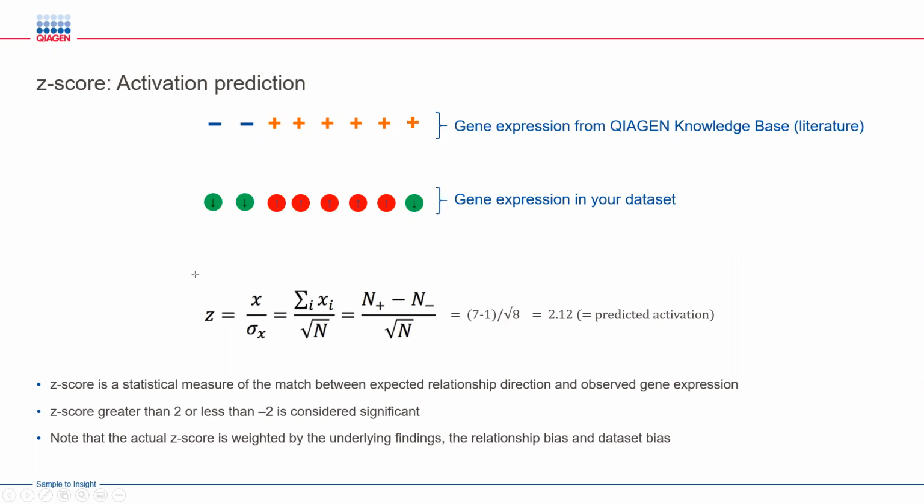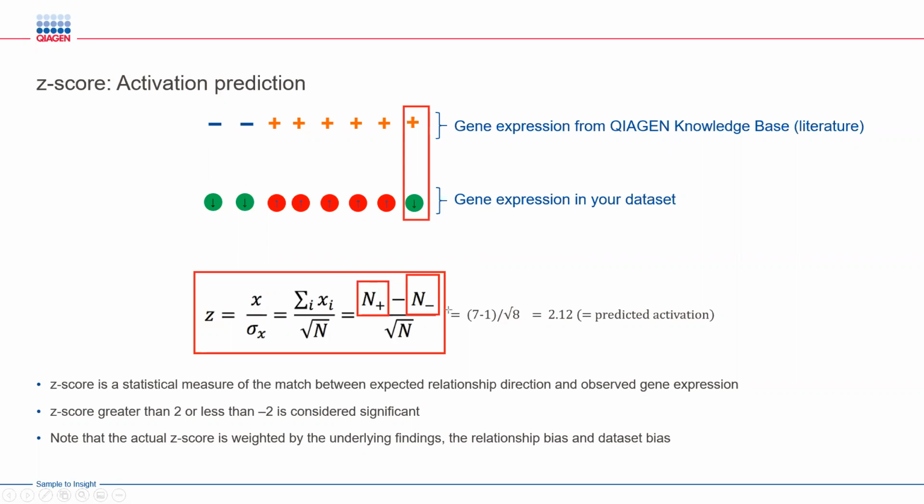So IPA takes this into consideration and puts it in this formula. It's going to take all the matches that we have. So from our list of 8 genes, 7 were matching, right? And then we are going to take the number of mismatches. So here there was at least one mismatch in terms of direction. And then we are doing a square root of the total n. So here you can see 7 minus 1 divided by the square root of 8.